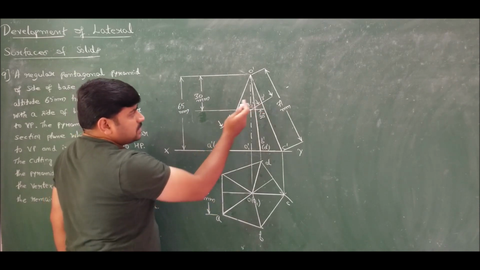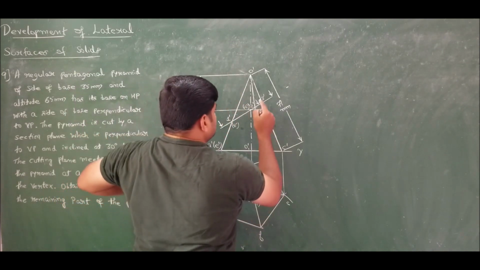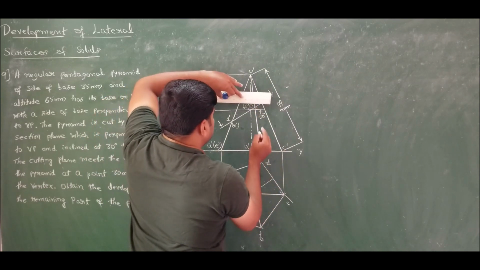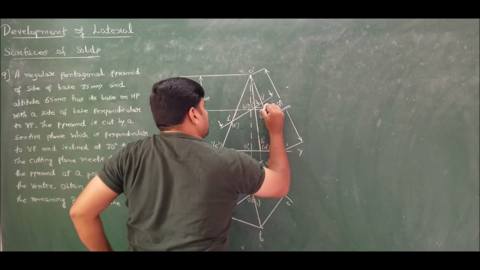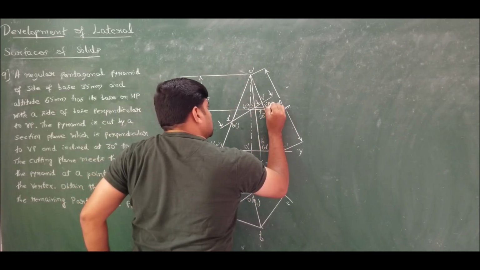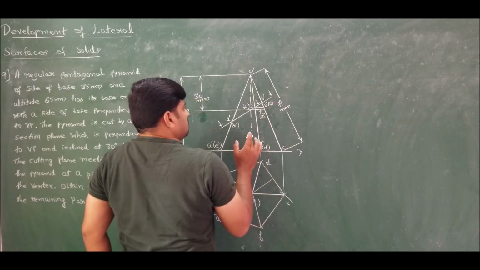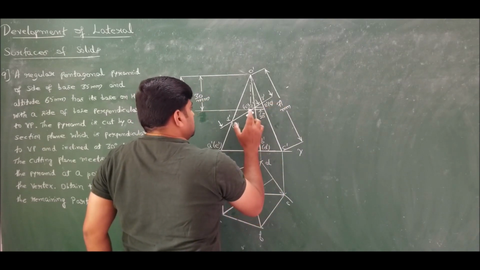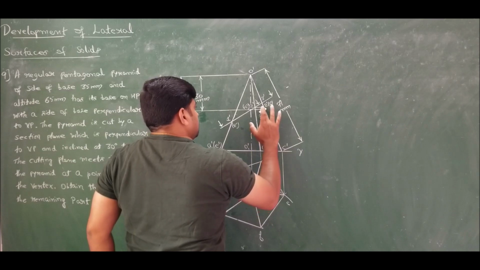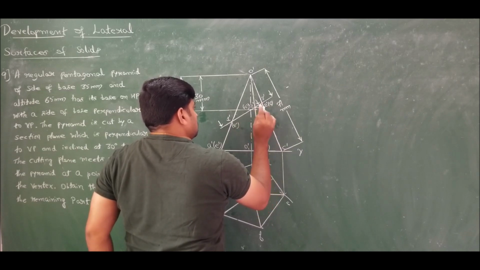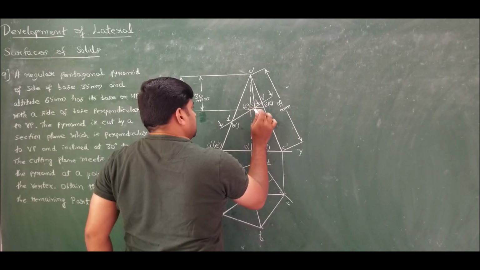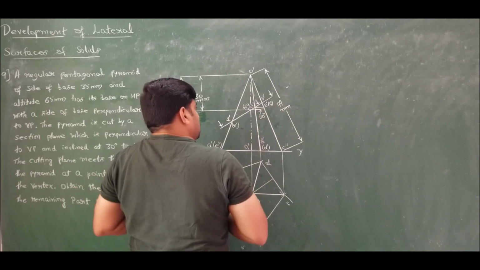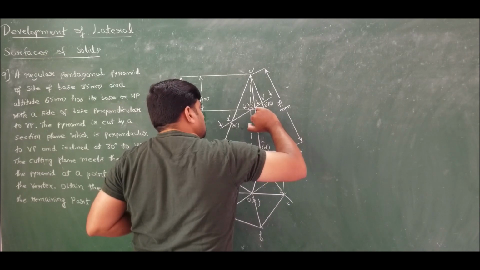Now transfer all these points to the true slant edge. So 3 dash is on the true slant edge, leave it. 2 and 4 you transfer, and mark it as 2 dash 4 dash. This is nothing, just to show the inclination at a distance of 30. Axis is of no use, don't worry about that.